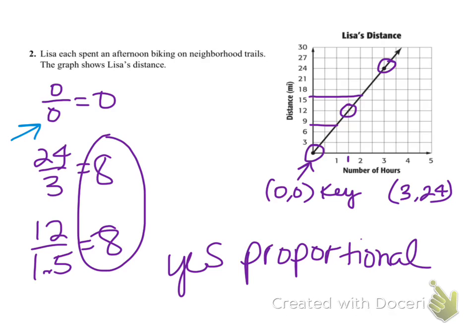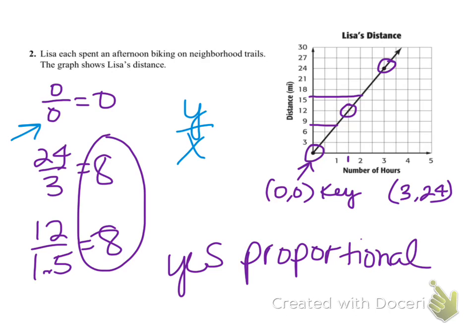So all you're doing here is identifying proportional and non-proportional relationships. The key thing for proportional is that it goes through the origin, because you have to start at (0, 0). Then you need to find 2 points on that line and divide them, y divided by x, and that's going to come out to some number. That tells us your unit rate, how much it's going up each time. That has to be the same. If it's not the same, then you don't have a proportional relationship.